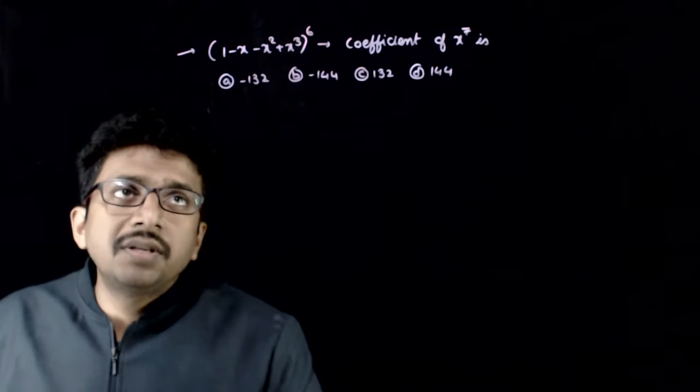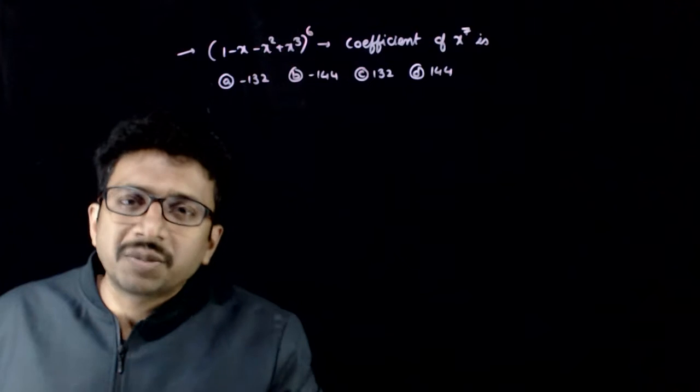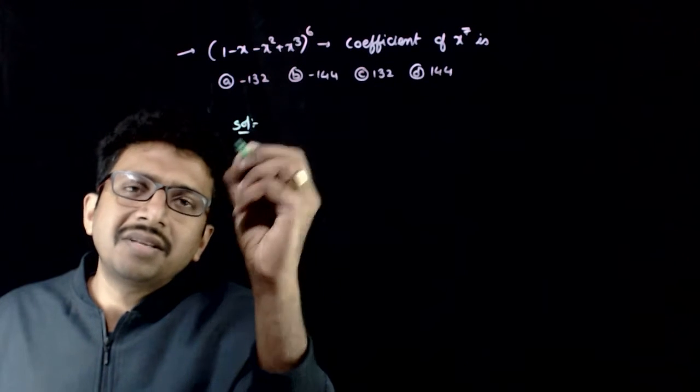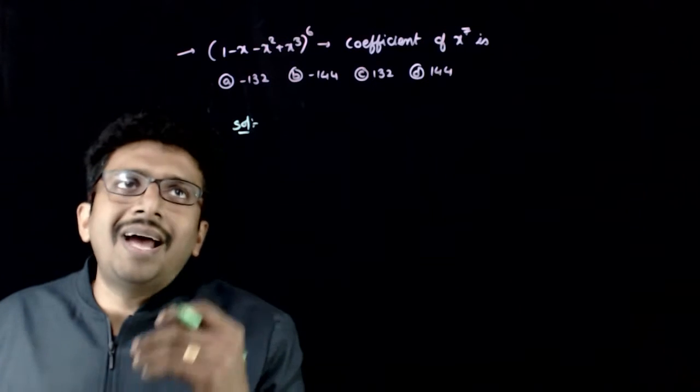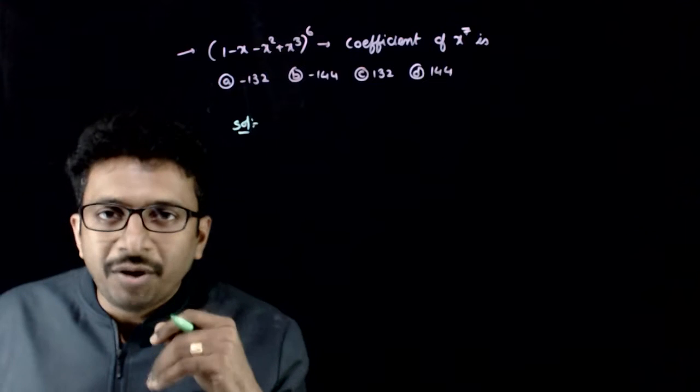So welcome students. In this question you are asked to find the coefficient of x power 7 in this expansion. So how do we do this? So you have two options here. You can either use the concept of multinomial theorem or you can use the concept of binomial theorem.